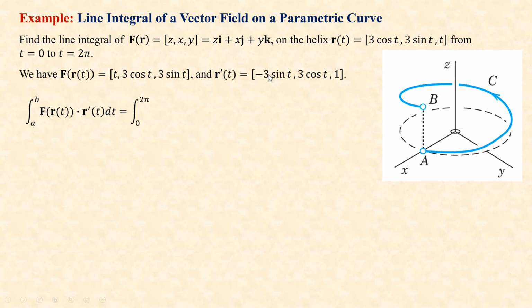So it becomes t times negative 3 sine t, negative 3t sine t. Then 3 cosine t times 3 cosine t becomes 9 cosine squared. And then 3 sine t times 1 becomes just 3 sine t dt. So what is this integral? In order to calculate it, there are 3 terms. You can separate them and do three integrals: the integral of this one plus the integral of this one plus the integral of this one.